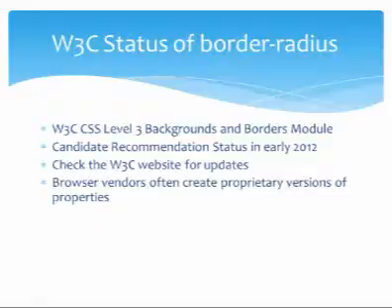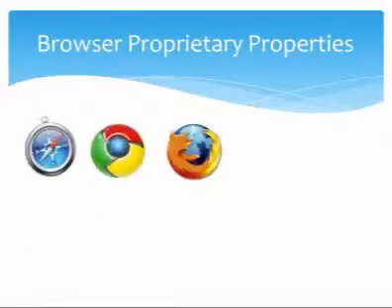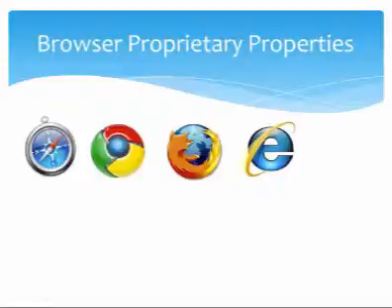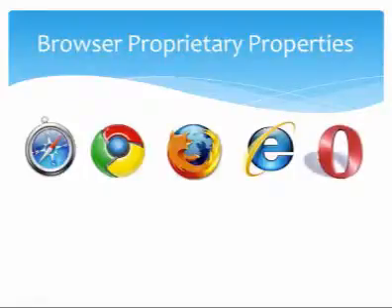own proprietary properties. Safari and Chrome browsers support the WebKit prefix, Firefox supports the Moz prefix, Opera supports the O prefix, and Internet Explorer supports the MS prefix. Safari, Chrome, and Firefox were early adopters of their proprietary border radius properties. Internet Explorer did not support border radius at all until version 9 and adopted the W3C syntax. Opera supports the W3C syntax.